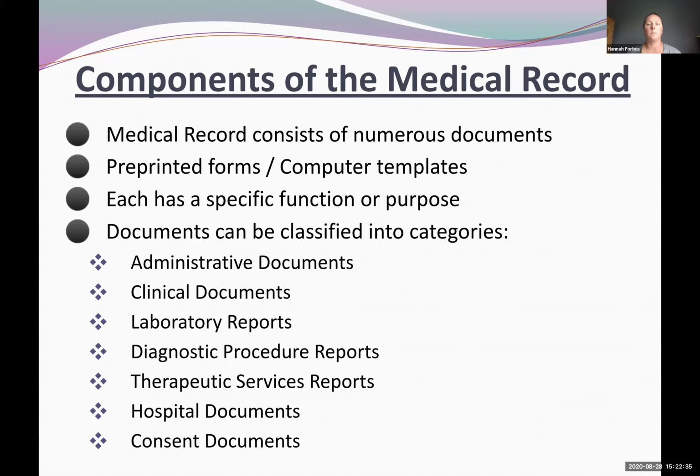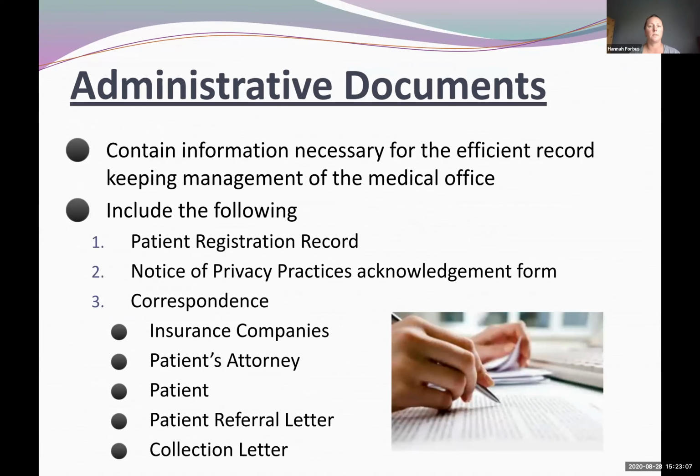So the components of the medical record. The medical record consists of numerous documents, pre-printed forms, and also computer templates. Each has a specific function or purpose, and these documents are usually classified into the following categories: administrative, clinical, laboratory reports, diagnostic procedure reports, therapeutic services, hospital documents, and consent documents. So let's look at each of these.